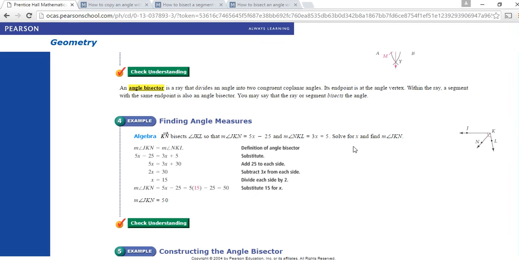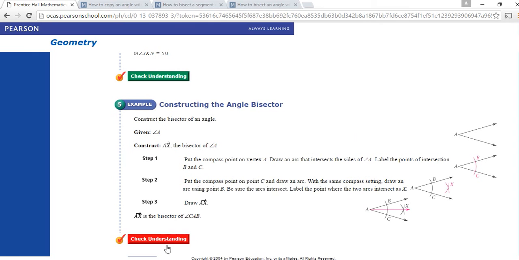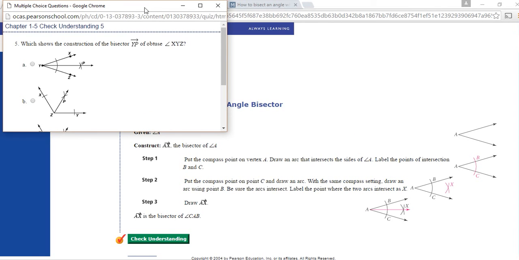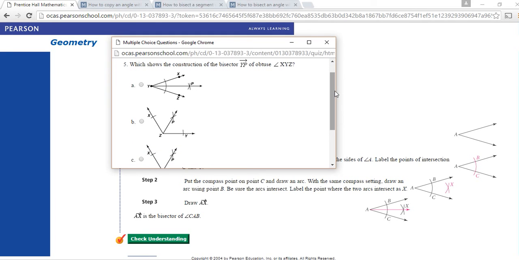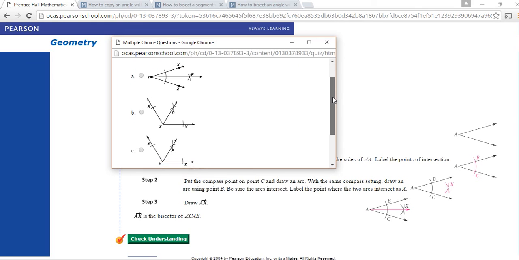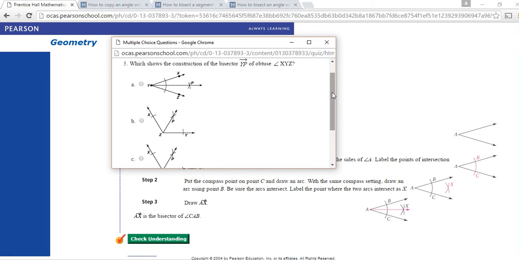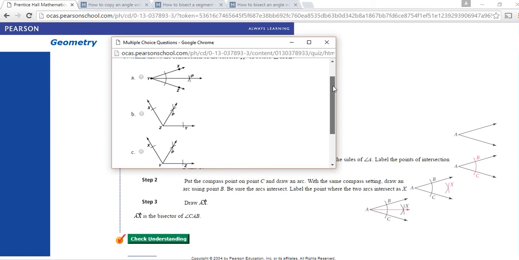Alright, and that's right here. So if I check our understanding right here, this question asks us which shows the construction of the bisector YP of an obtuse angle XYZ. Alright. It has to be YP bisector, so it's either A or C. It can't be this one. This is ZP. Well, that's not an obtuse angle. That's smaller than 90 degrees. This is an obtuse angle. And it's XYZ. It has to be C.